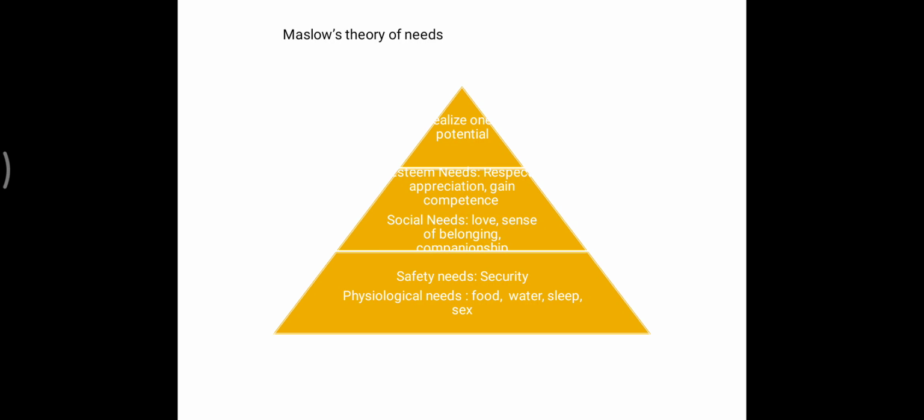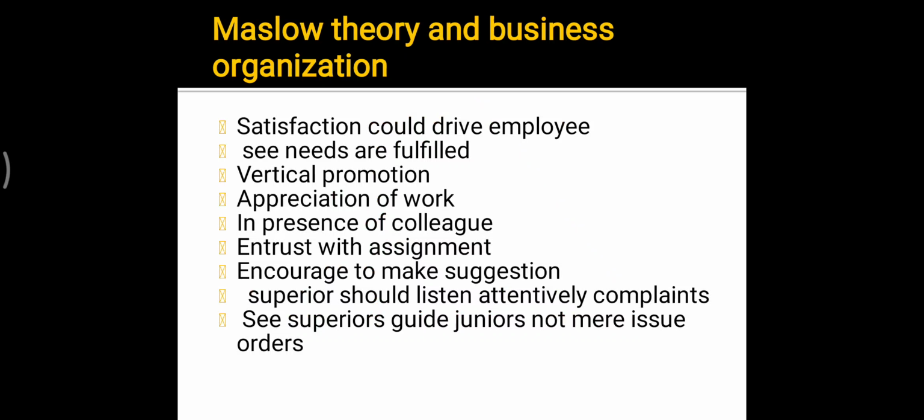Then we have the social needs. The social needs that he tries to fulfill are love, sense of belongingness, companionship. Then we have the esteem needs, meaning self-respect, respect from others. He needs some kind of competence. He needs appreciation for his work, and at last, at the peak, is realization of one's potential. So these drives have always been a part of these needs.